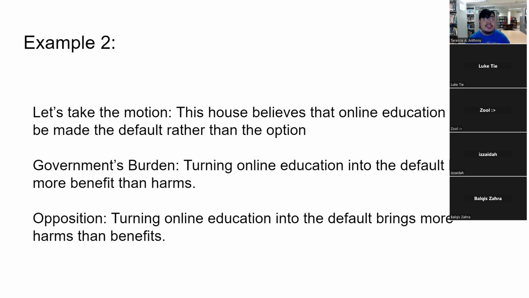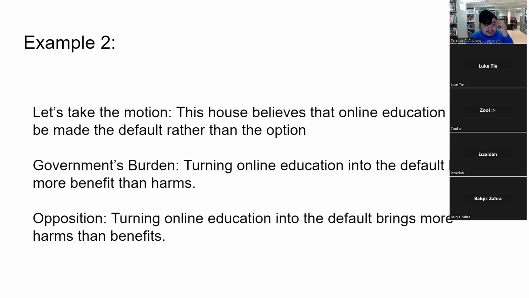This house believes that online education should be made the default rather than the option. Right, just to clarify what the motion is saying, because I can understand if some of you might not immediately get the motion. What it's saying is that it's not like physical education goes away. It's just that it is an option that you can choose, an afterthought. So the motion is saying that online education, like going on Zoom or whatever it is, should be what most people imagine education should be. And I think these burdens are quite straightforward. So in the gov bench, the burden is that turning online education into the default brings more benefit than harms.